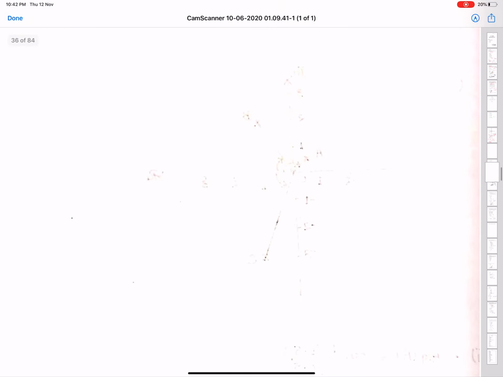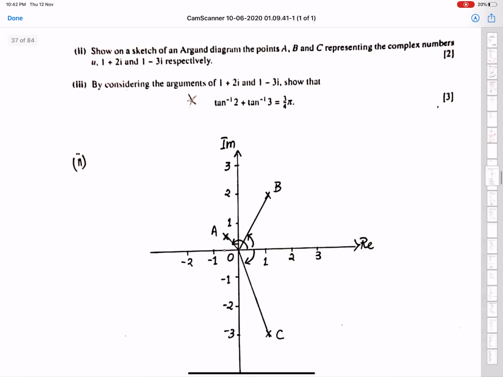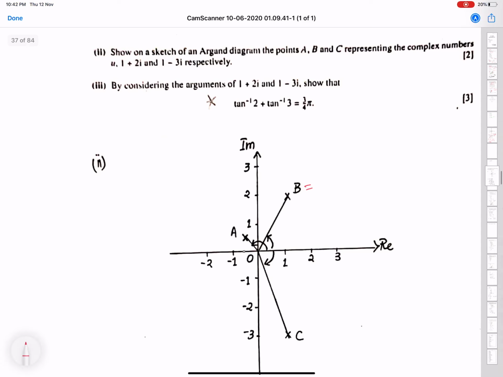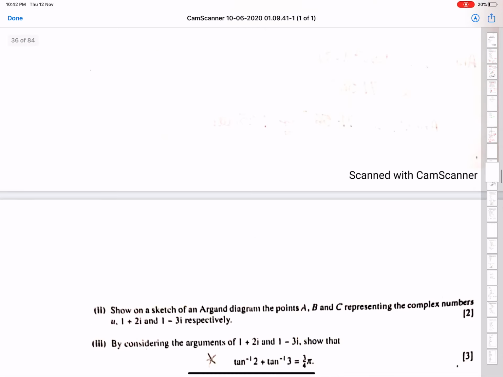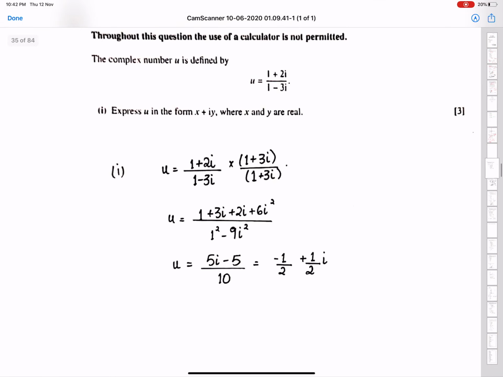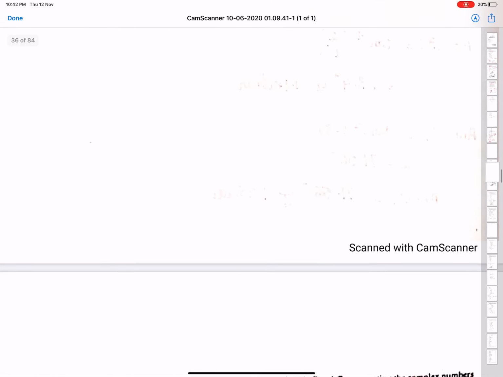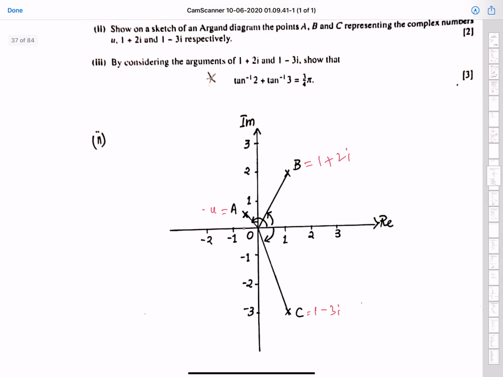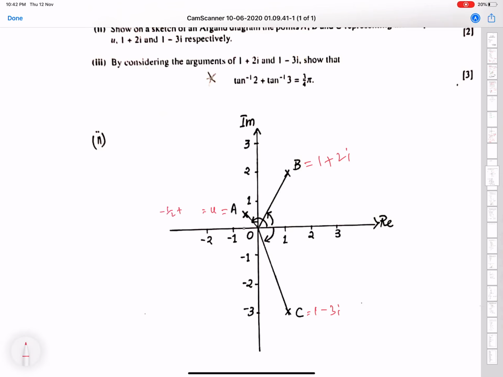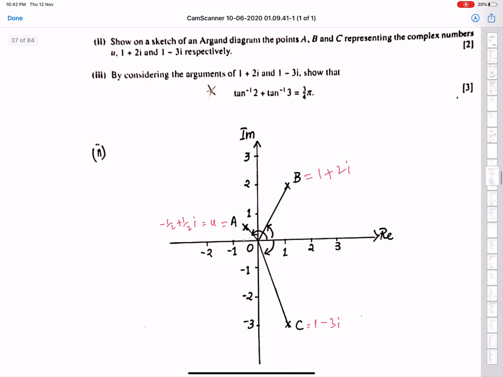And the second part is to show on a sketch u, 1 plus 2i, 1 minus 3i. This is 1 plus 2i. This is 1 minus 3i. And this is u, I guess. I think u was minus half plus half i. Let me check this. A is u. Yeah, exactly.